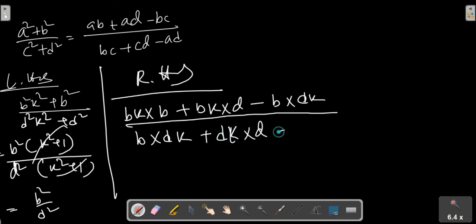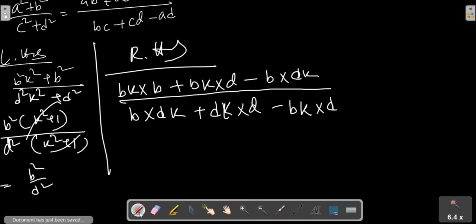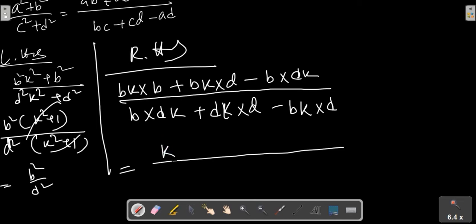And the next part is A into D. So A means BK and D means D only. So we are keeping everything in terms of B and D only. We are not making any change. B, D and K. So what I can see from the upper part is I can take one K common, and from the lower part also one K common. Then let's see what we are left with.